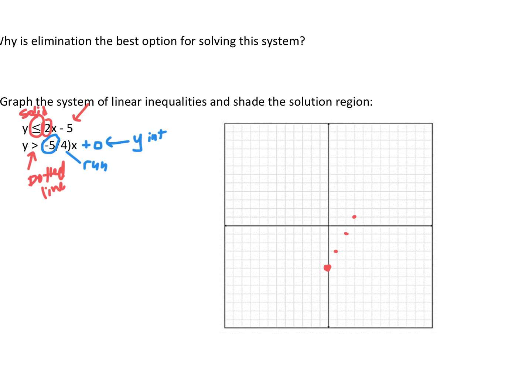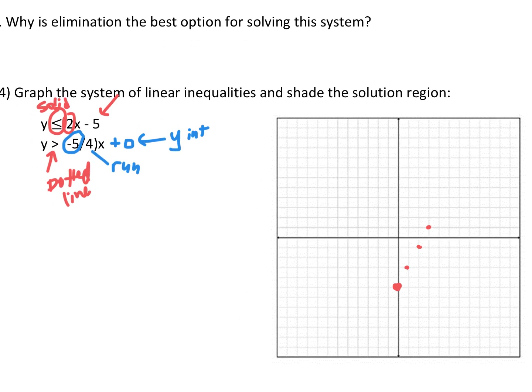This one, the bottom one, starts at 0, so I use a different color here. Starts at 0 and it falls 5 and runs 4. And then, I think that's right. Yep. And then it's going to be a shading thing. This one's solid and this one's dotted.